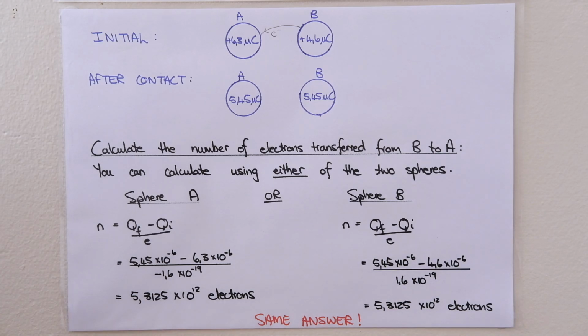Now take note, in the one calculation you will get a negative value on the top because 5.45 is smaller than 6.3. So I put a negative at the bottom so that I get a positive answer. The other sphere will give you a positive value on top because 5.45 minus 4.6 gives you a positive on the top. So make it a positive at the bottom so that you get a positive value. The question is calculate the number of electrons transferred. So you want positive values here. You get the same answer for both.